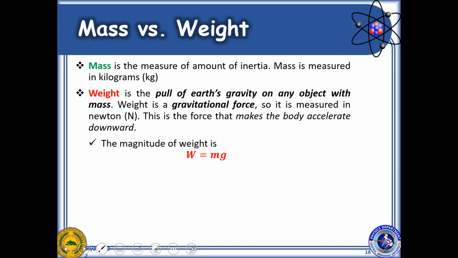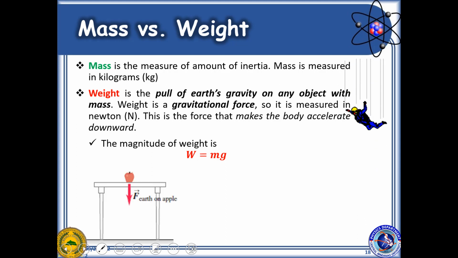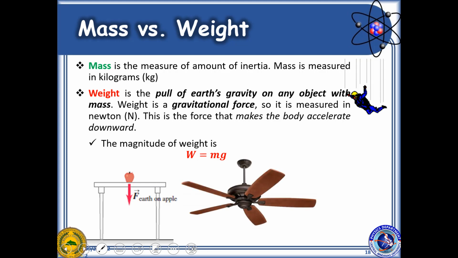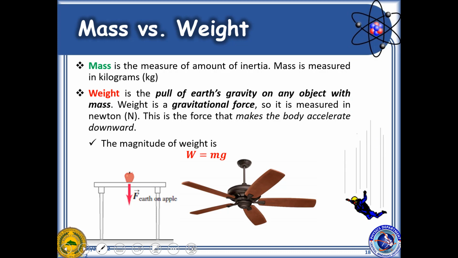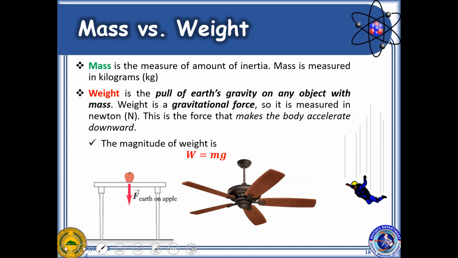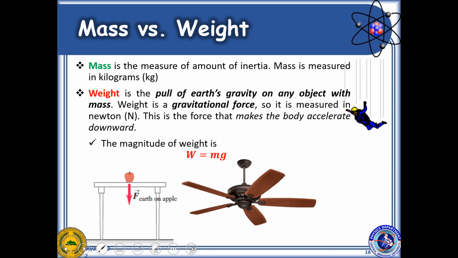So the magnitude of weight is equal to mass times the acceleration due to gravity. If you have an apple sitting on a table, then the earth is actually pulling the apple, so F earth on apple. This is also true for your ceiling fan suspended on the ceiling; the earth is also acting on it. So gravitational force is an action-at-a-distance force, or a field force, or a non-contact force.